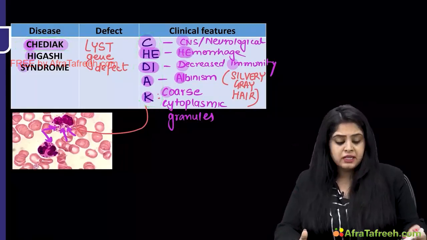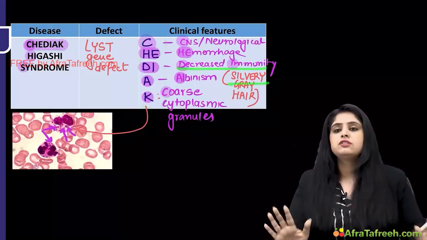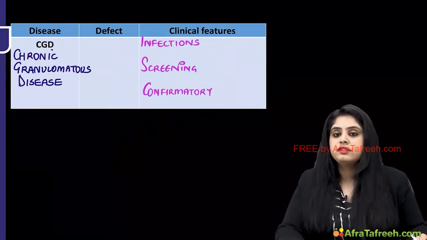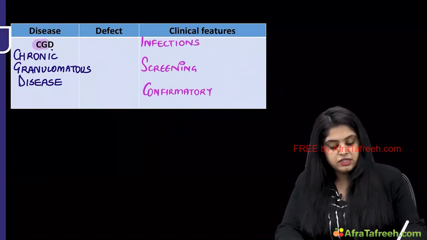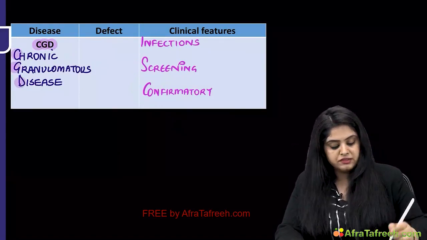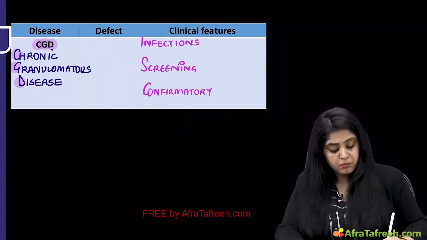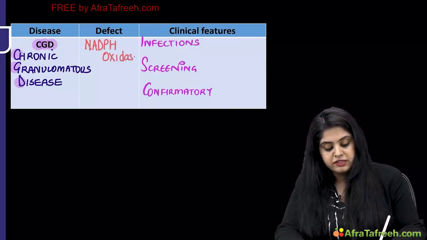How simple. Lots of these things mentioned together. Silvery gray hair, lots of infections, Chediak. Answer, done. The last disease that you have is CGD. What is CGD? Chronic granulomatous disease. Now when I'm talking about CGD, that is chronic granulomatous disease, please note that this is going to be the defect in the most important enzyme of phagocytosis. That is NADPH oxidase is missing.